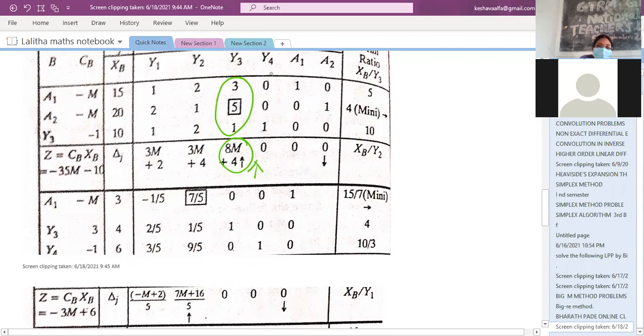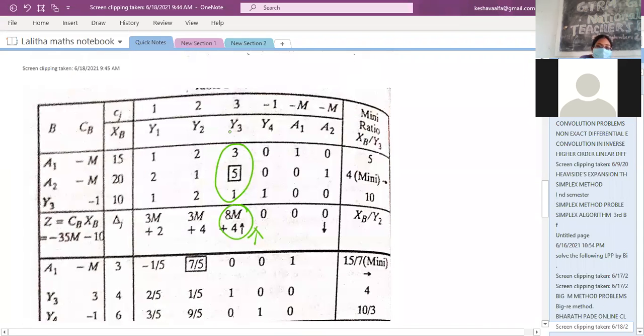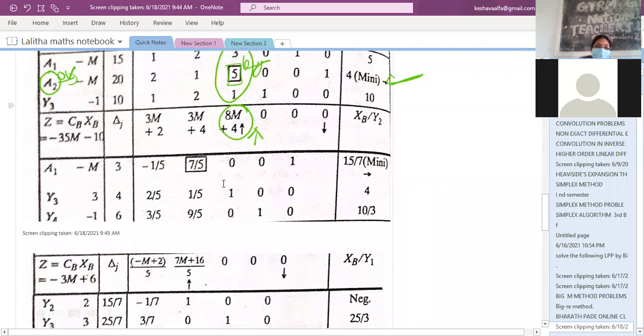Next we have to find the outgoing vector for this. Calculate the minimum ratio, that is xb by x3. The incoming vector values: 15 by 3, 20 by 4, and 10 by 1. The minimum is 4, so this is our outgoing vector. A2 is our outgoing vector. The intersection of the incoming and outgoing vector is 5, so the key element is 5. Divide the key element row by the key element 5. We get 4, 2 by 5, 1 by 5, 1, 0, 0.